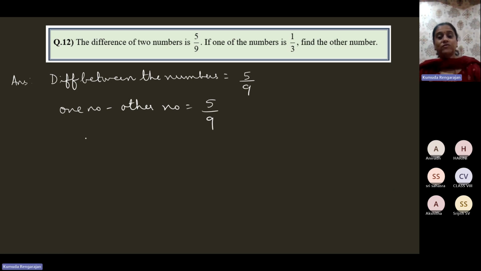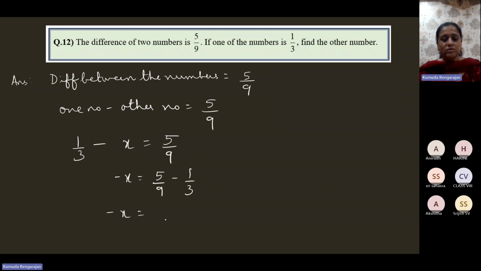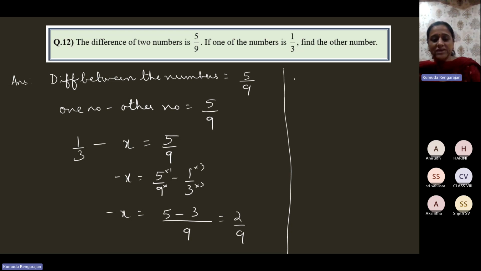So if one of the numbers is 1 by 3, it can be the first number or the second number. If you take the first number as 1 by 3, then 1 by 3 minus x is equal to 5 by 9. So minus x is equal to 5 by 9 minus 1 by 3. Nine is the common denominator, so 5 minus 3 gives 2 by 9. So minus x is equal to 2 by 9. Therefore, x is equal to minus 2 by 9. This is one answer.